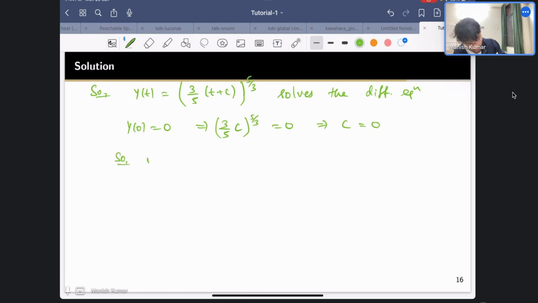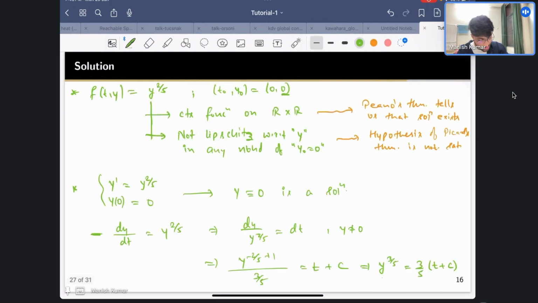So y(t) equal to 3 by 5 t raised to the power 5 by 3. Okay, so again, 3 by 5 t raised to the power 5 by 3 is another solution of the IVP. Okay, so we have got two solutions.